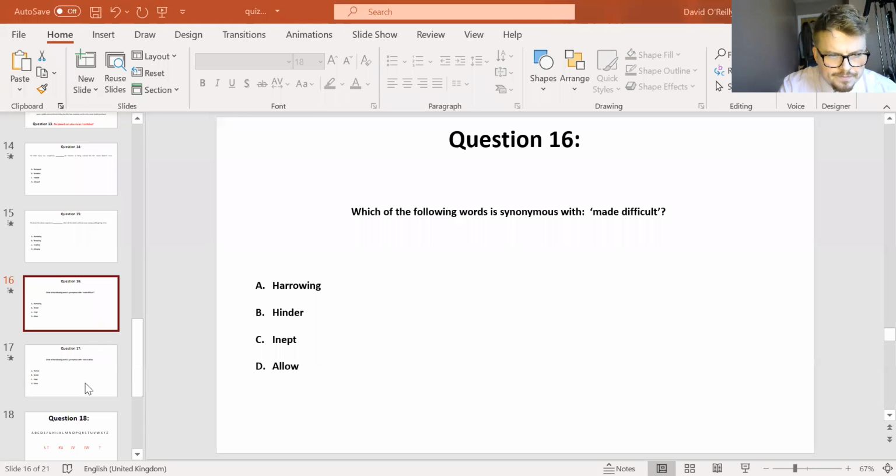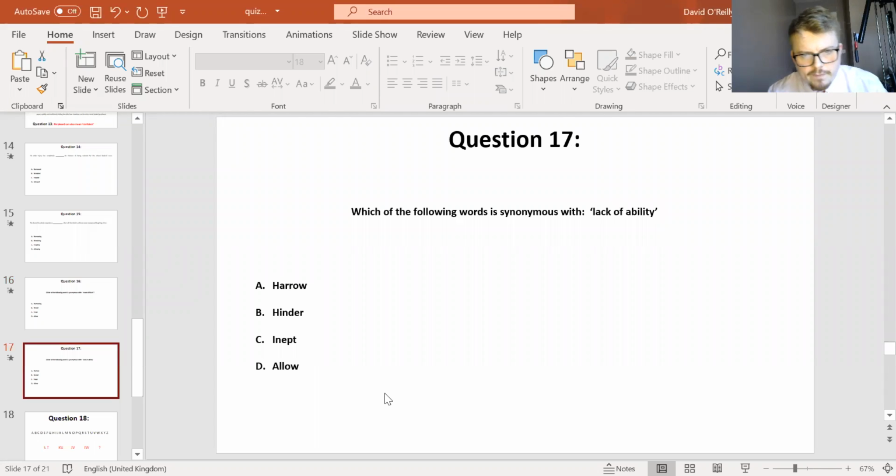Next question, which of the following words is synonymous with lack of ability? Which word means a very similar thing to lack of ability? And of all those words, it's inept. Inept means when you don't have the skill or the experience or the knowledge to do something. So inept is the answer.